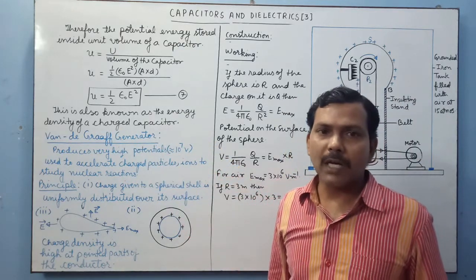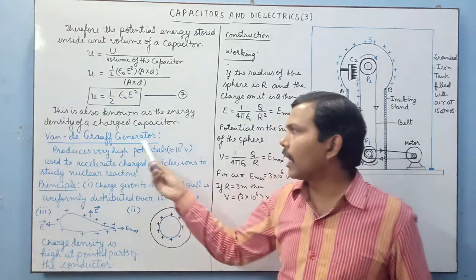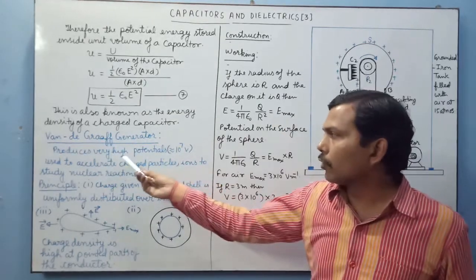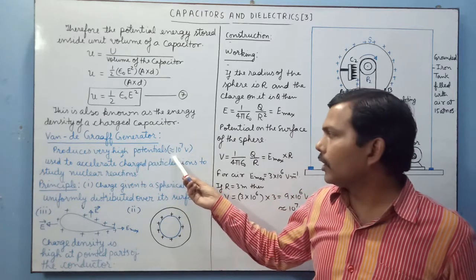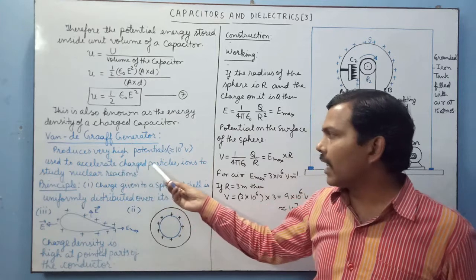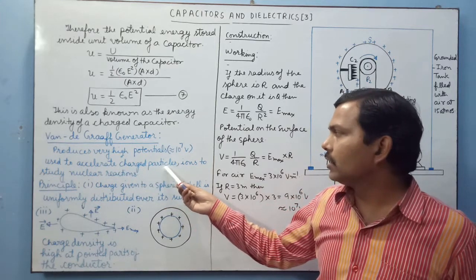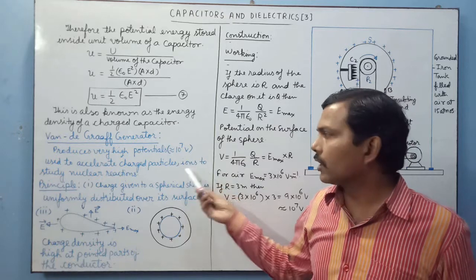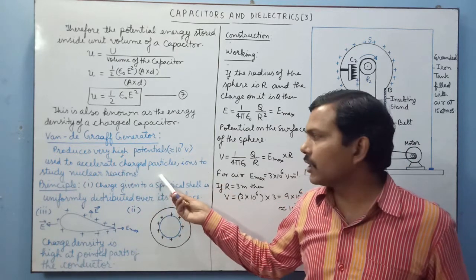Now we will come to our last topic, which is the Van de Graaff generator. This is a device which produces very high potential of the order of 10 to the power 7 volts. This potential is used to accelerate electrons, charged particles, ions, protons for the study of nuclear reactions.